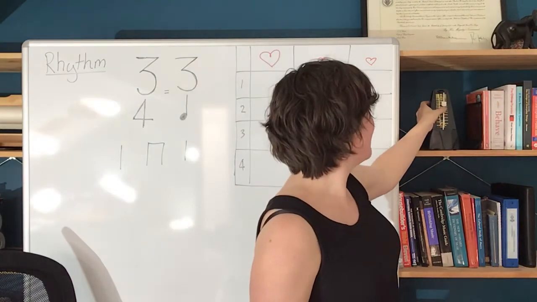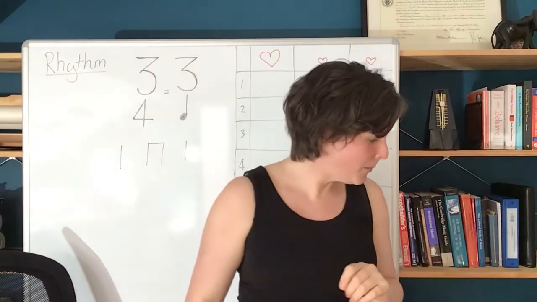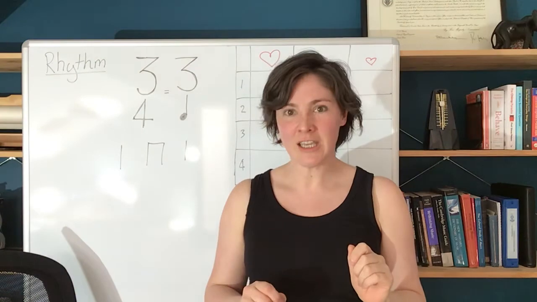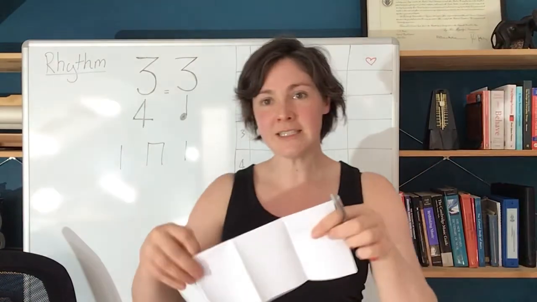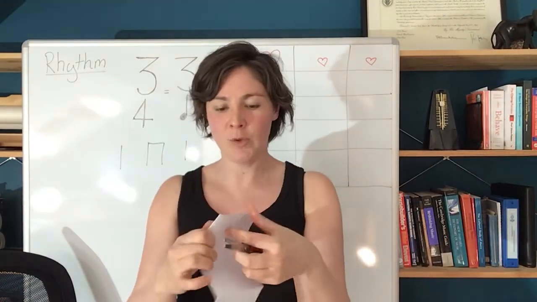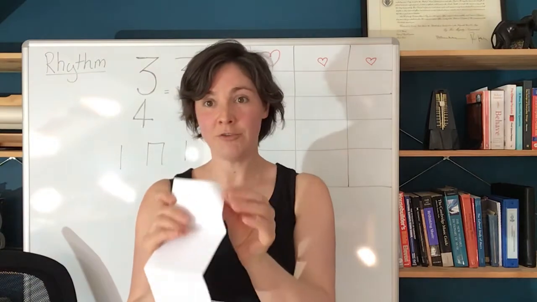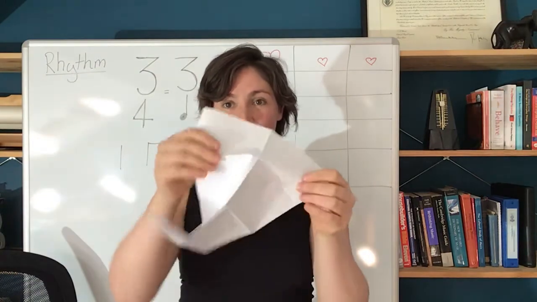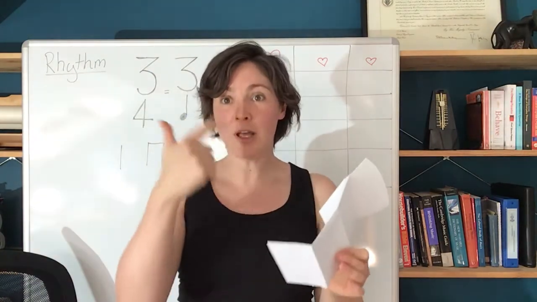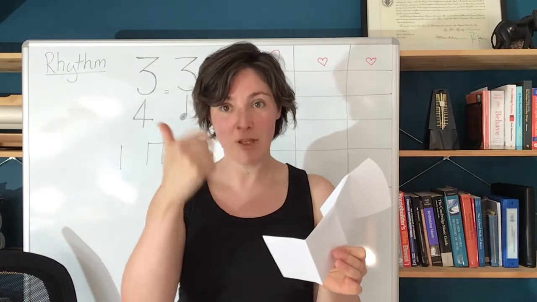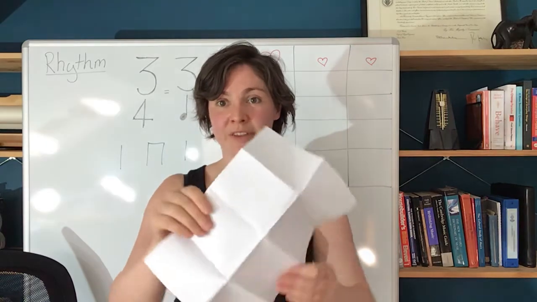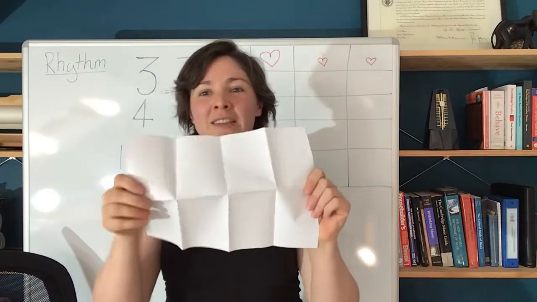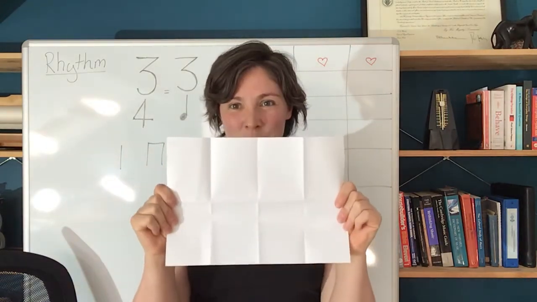Right, so it is rhythmic dictation time. Okay, so with our dictation, last time we had a piece of paper. If you don't have one, stop the video, go and get one. Okay, you're gonna need paper, pen, and scissors. If you want a grown-up to help you with the scissors, go and grab a grown-up as well.